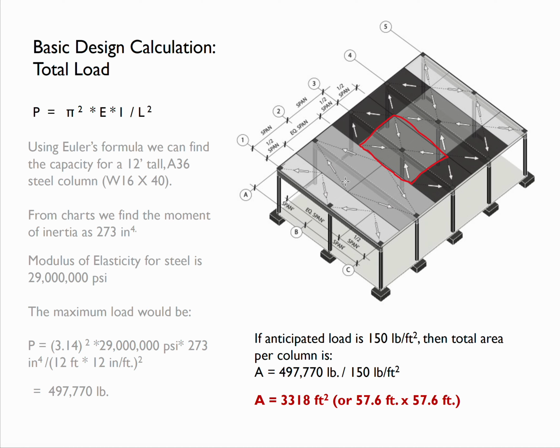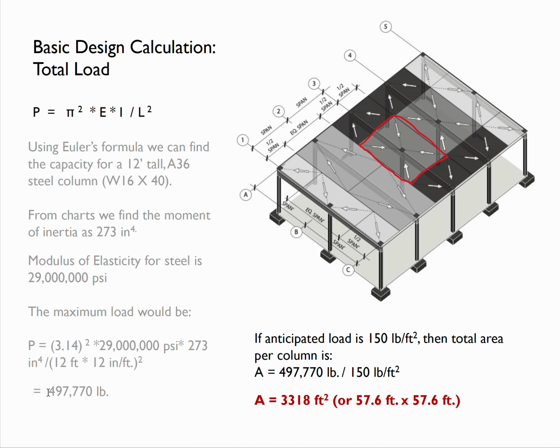If the anticipated load on top of this is, say, 150 pounds per square foot, then the total area per column that this could be, working backwards, is if the maximum is in fact this 497,770, we divide that by 150 pounds per square foot, then this area, the area I have outlined in red here, could be a 57.6 foot by 57.6 foot area.